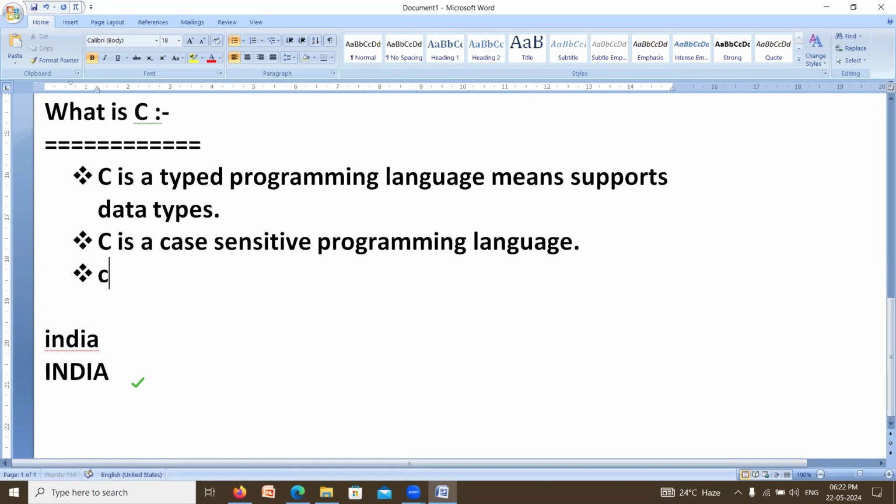C is a top down, top to bottom approach language. In C language, the program will be executed from top to bottom.